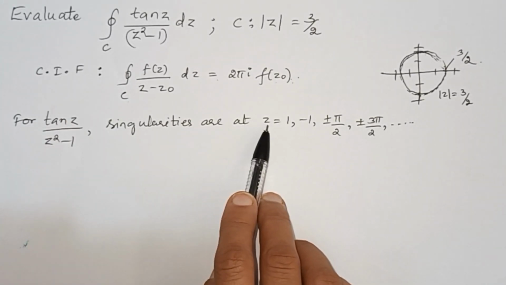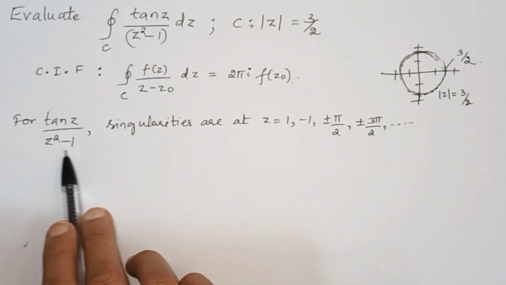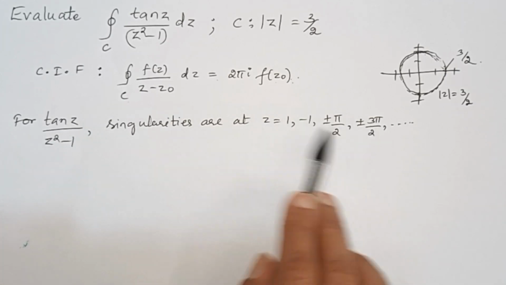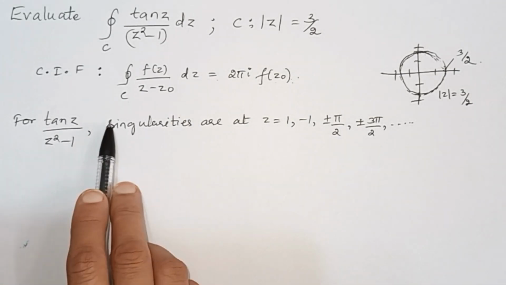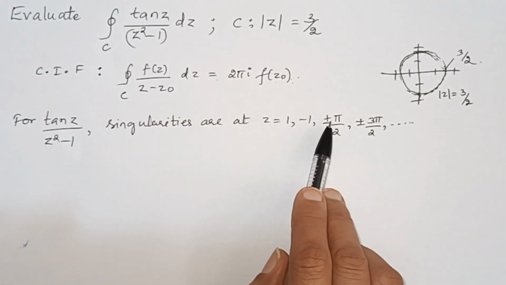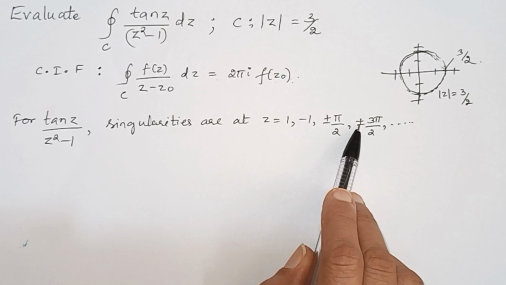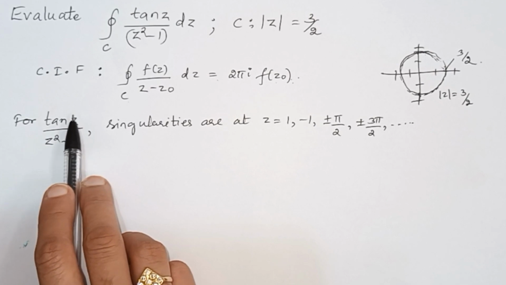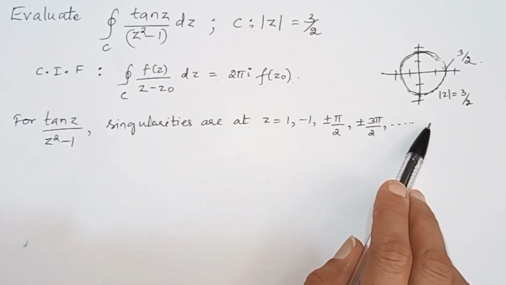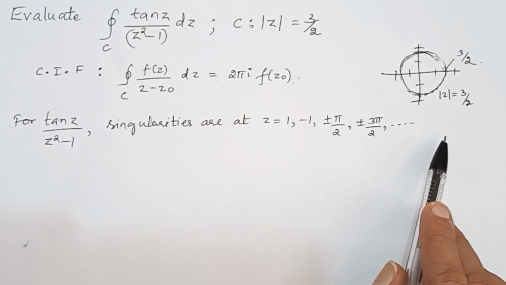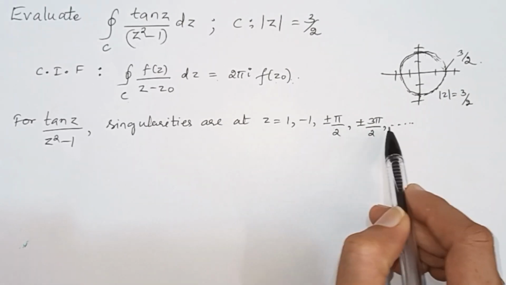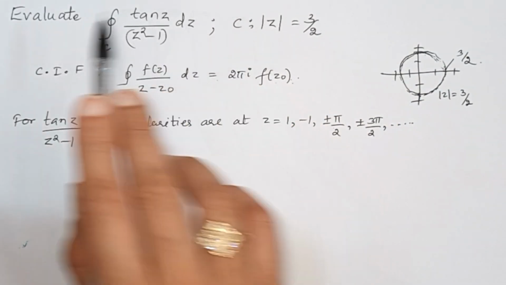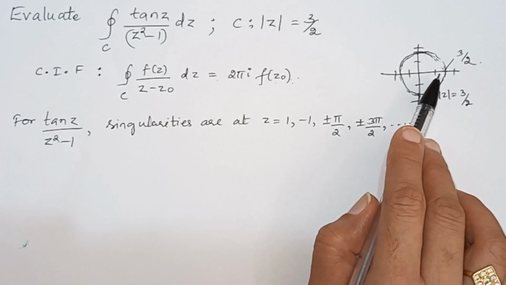The points are z equal to 1, z equal to minus 1, because at 1 or minus 1 the denominator becomes 0, function is not defined. Other singularities are plus or minus pi by 2, plus or minus 3 pi by 2, odd multiples of pi by 2, because tan is not defined for odd multiples of pi by 2. Now, out of all these singular points, the odd multiples of pi by 2 don't lie within this closed curve, because the function should be analytic within the given closed curve.